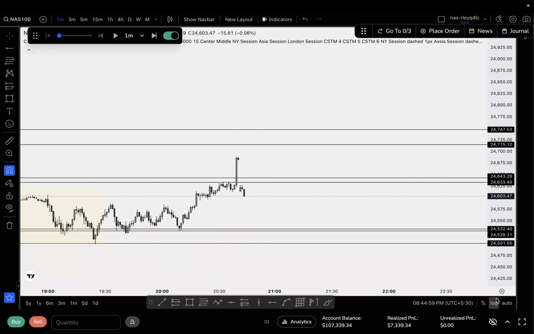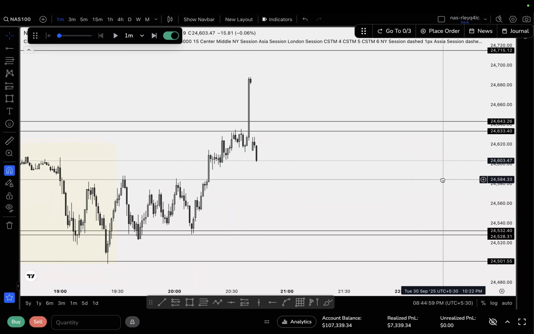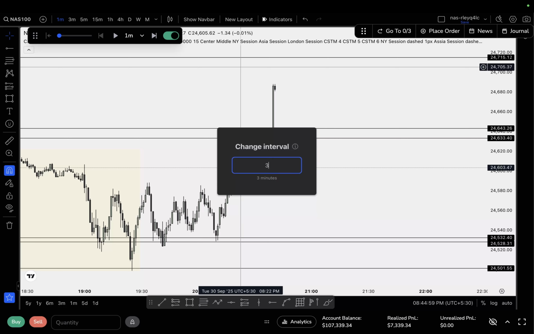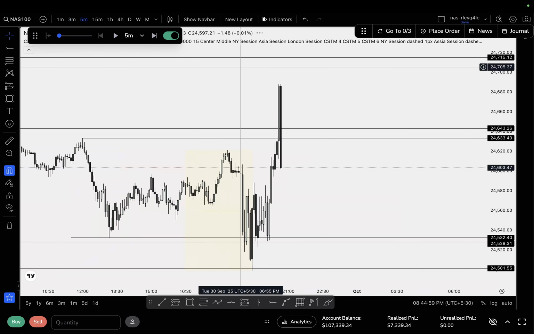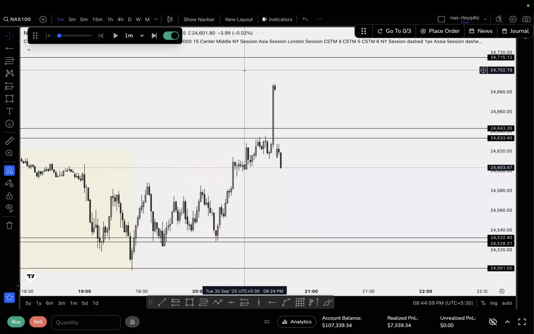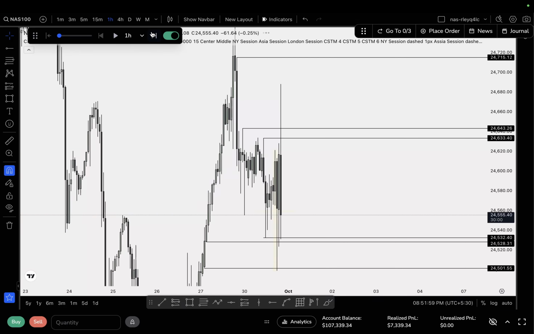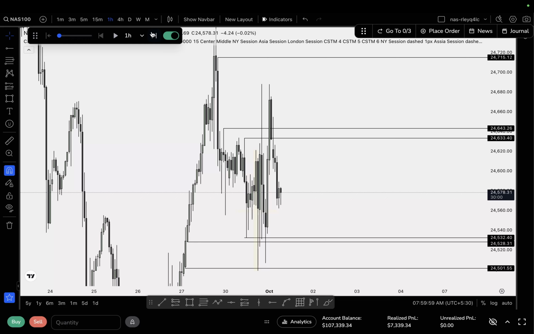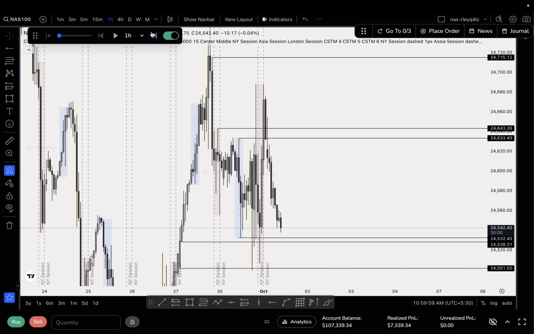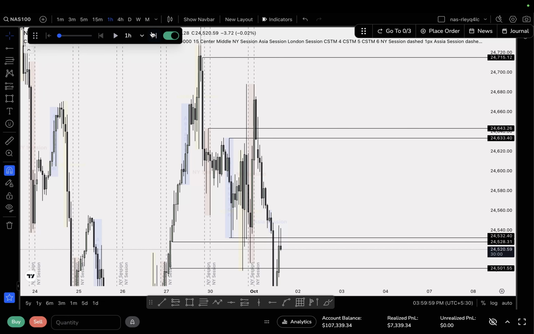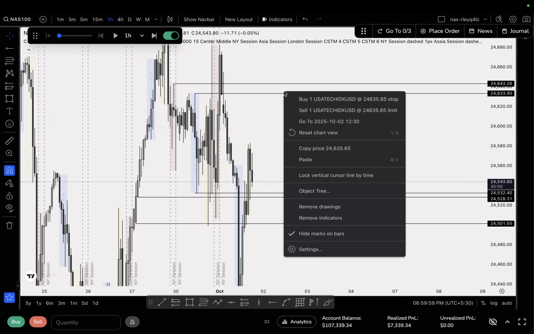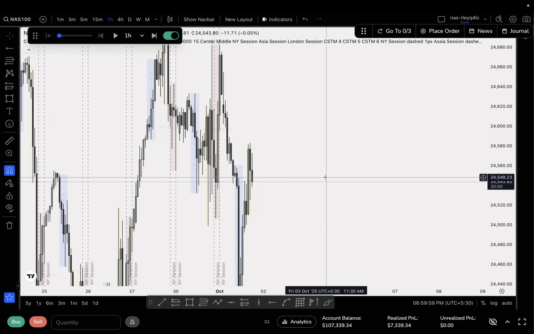Why did the candle disappear? Why? I don't know why suddenly the candle went down. I'm gonna just skip the day. 10, 11, 12, 1, 2, 3, 4, 5, 6. Remove drawings. Let me remove indicator as well.